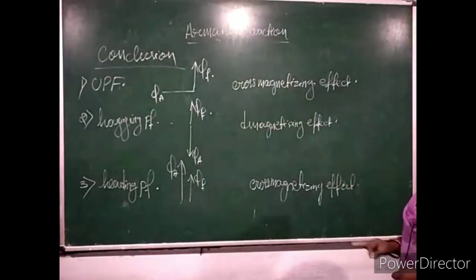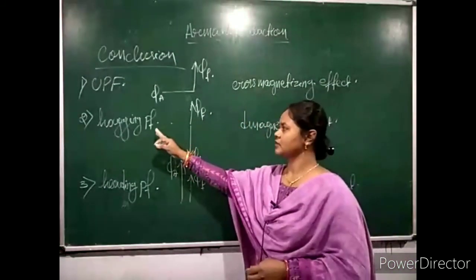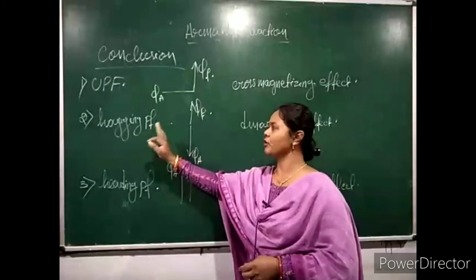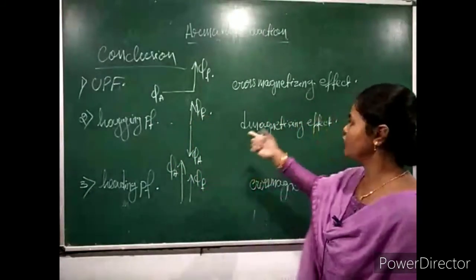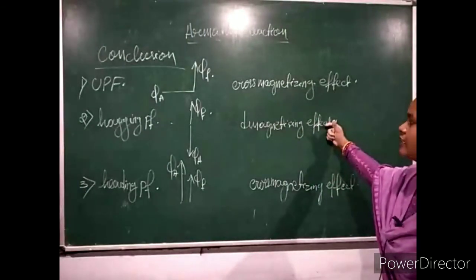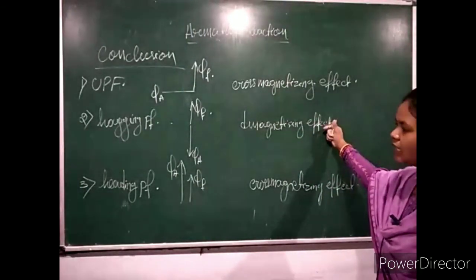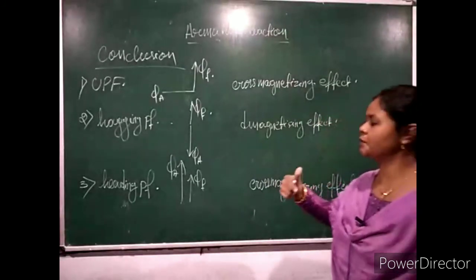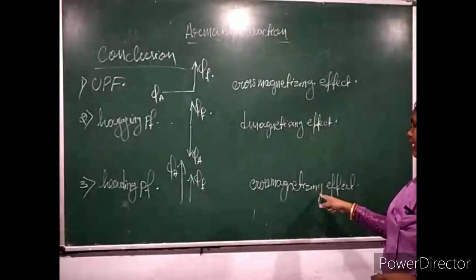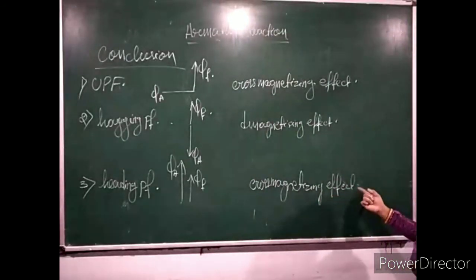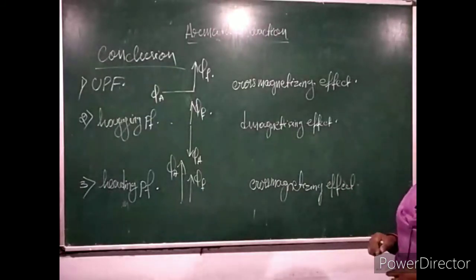But if my loads are not purely inductive, some resistance value is there, then you may say that it is partly demagnetizing, partly cross magnetizing. Similarly, if my load is not purely capacitive, you may say that it is partly magnetizing and partly cross magnetizing if some resistance value is there.